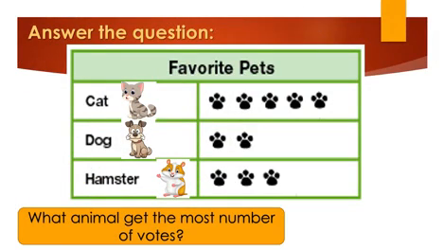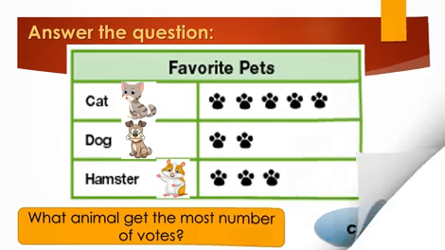Now, using the same pictograph, what animal got the most number of votes? Which means the most number, or many. What's your answer? Okay, the correct answer is cat. And how many votes for cat? Correct. Okay, 5 votes or 5 paw prints.